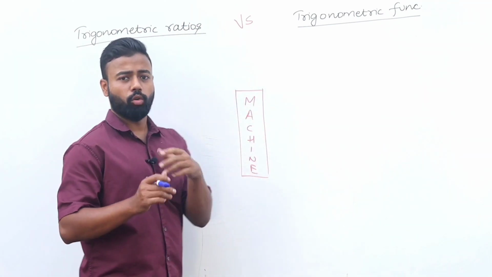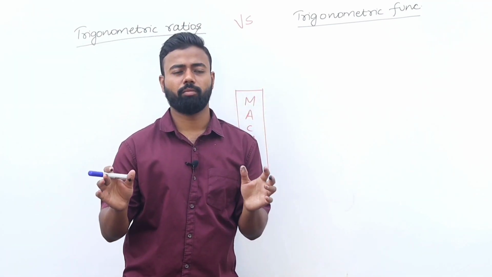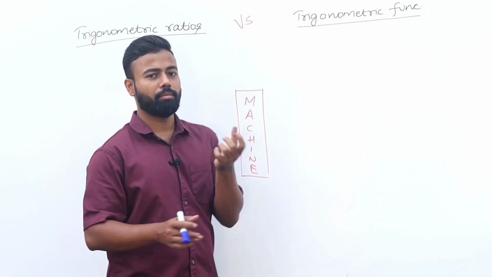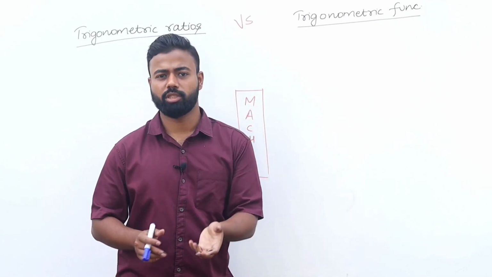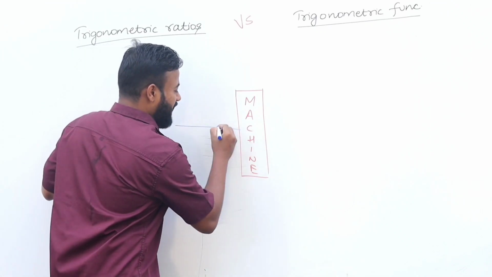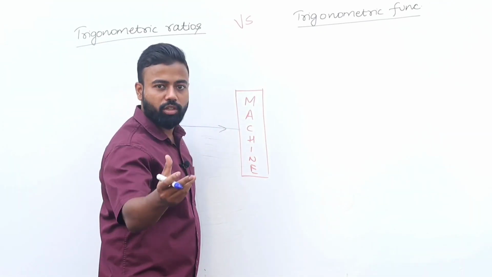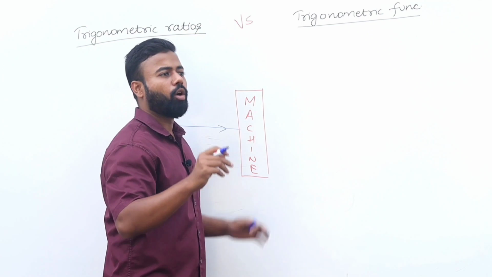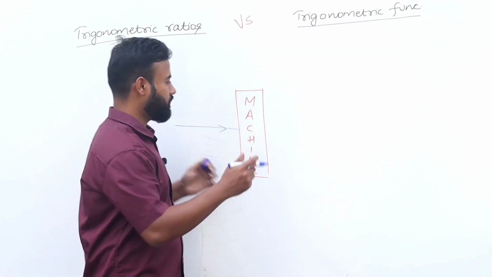Suppose you have a machine in your home. There are many applications of machines in our daily life. So suppose we have a machine in our daily life. Let's suppose it is a washing machine. What is the input to this machine? Suppose you have a washing machine. What would be the input to this washing machine? Obviously your clothes will be the input to this washing machine.